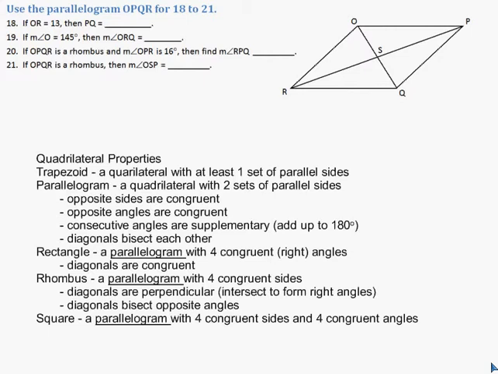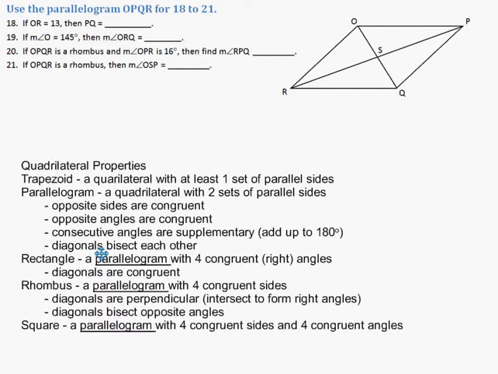Next is the rectangle. The definition of rectangle is a parallelogram with four congruent angles, which end up being right angles. The reason I underlined parallelogram here is because a rectangle is a parallelogram, so it has all of the properties of a parallelogram. So it has all of those properties.